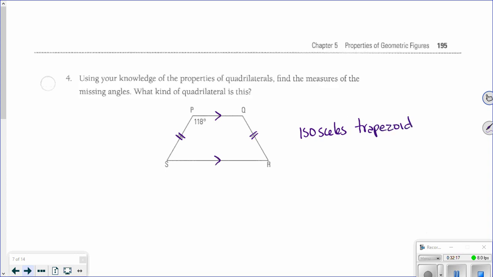And I know that for an isosceles trapezoid, the top two angles are equal to each other. So angle P and angle Q are going to be equal. And I know that angle S and angle R are going to be equal to each other. That's a property of the isosceles trapezoid. So if this is 118 at angle P, it's also 118 degrees at angle Q.